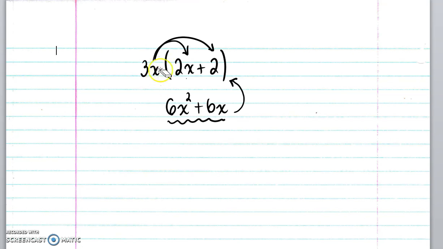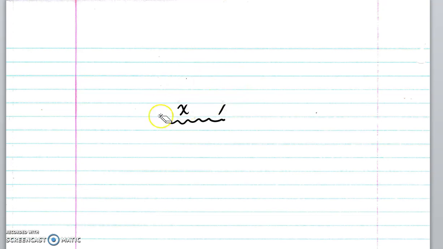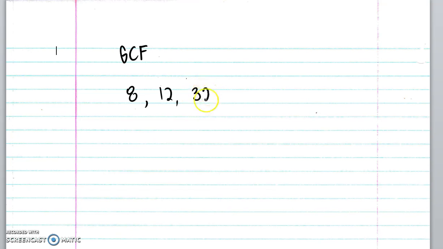The first method we're going to talk about now is called factoring by GCF. And GCF, for those of you who don't remember, is the greatest common factor. The greatest common factor is the biggest number that divides evenly into a set of numbers. So let's look at three numbers, 8, 12, and 32. When you were in elementary school or middle school, the way you found the greatest common factor was you listed all of the factors of 8, then all of the factors of 12, and all of the factors of 32, and then you circled the biggest number that was in all three lists.